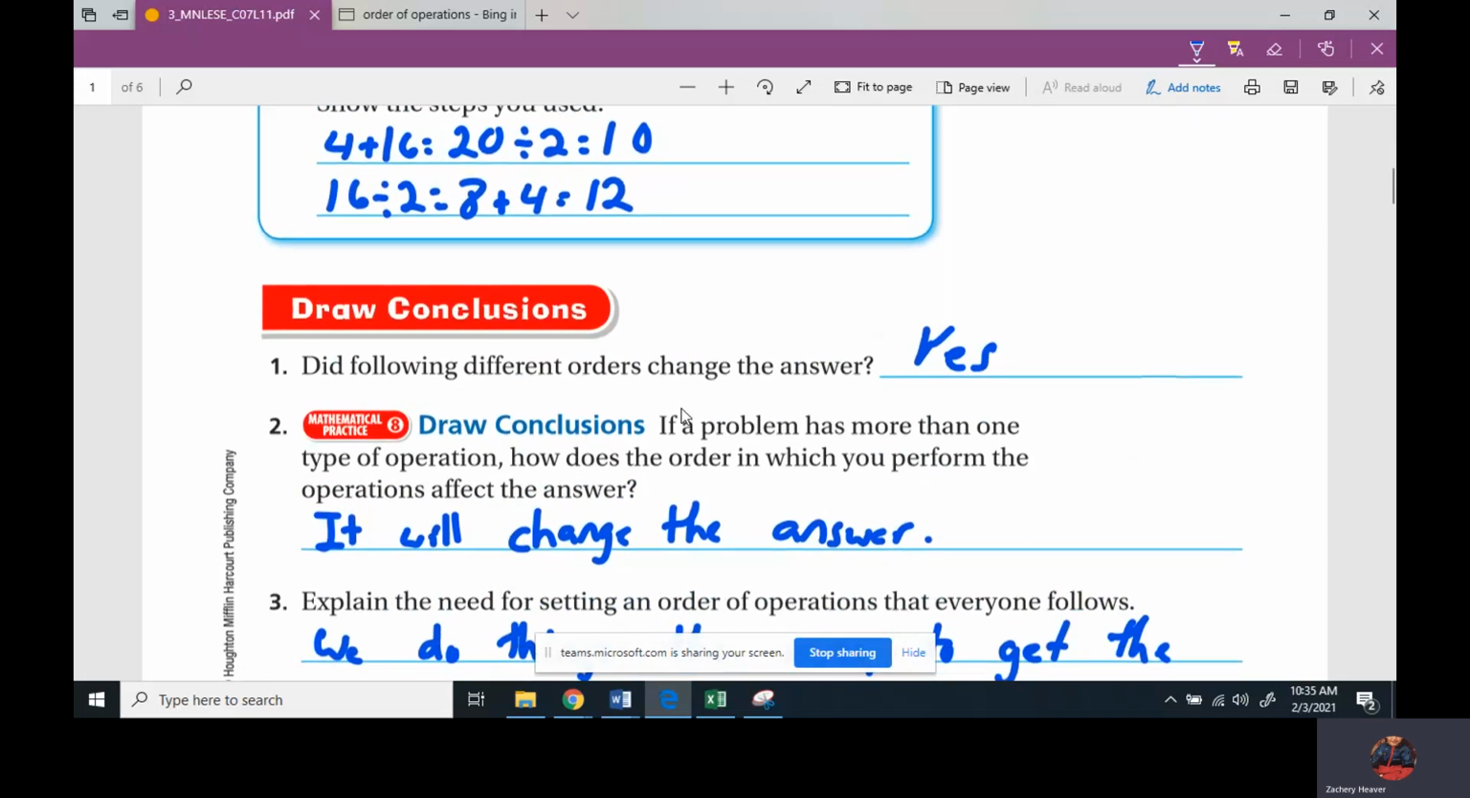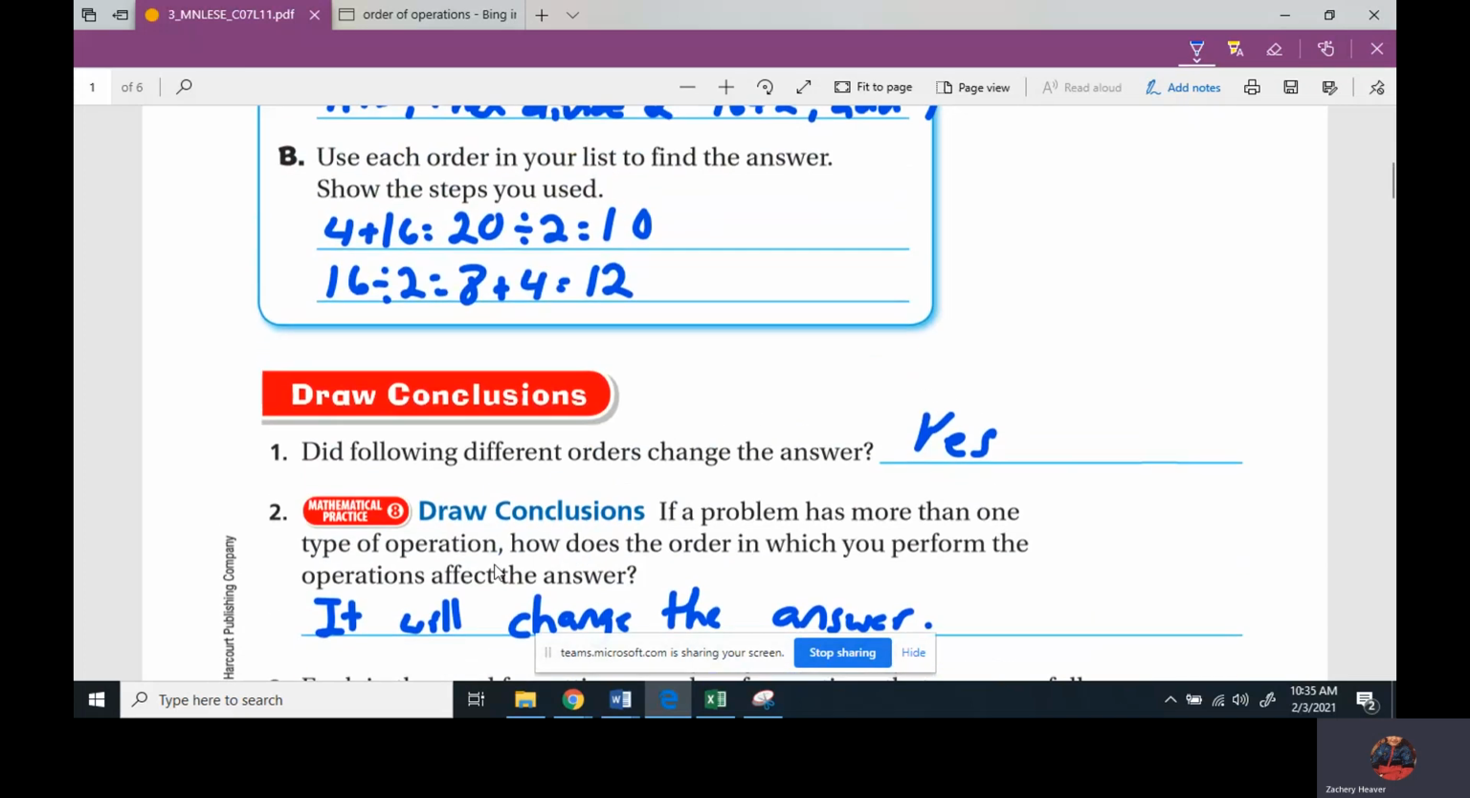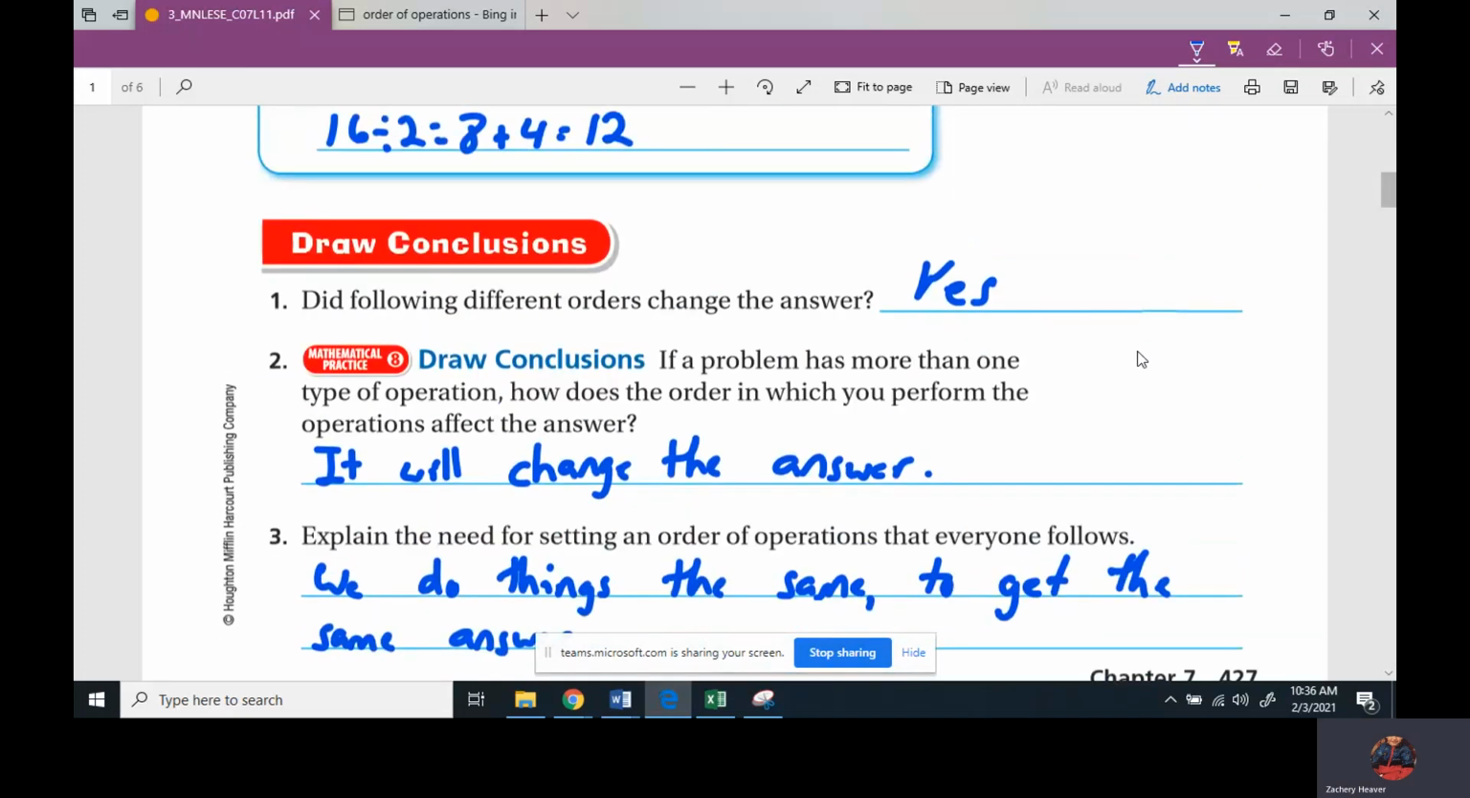It says, if a problem has more than one type of operation, how does the order in which you perform the operations affect the answer? So all it's going to do, guys, is if we change the order, it's going to change the answer. If we do it in one order, it's going to be different from what we get in the other. So all it says is it will change the answer.